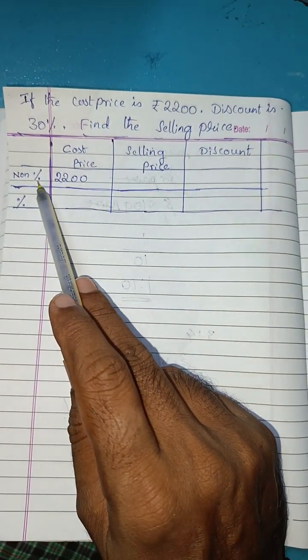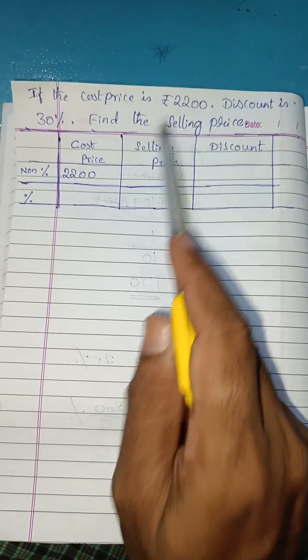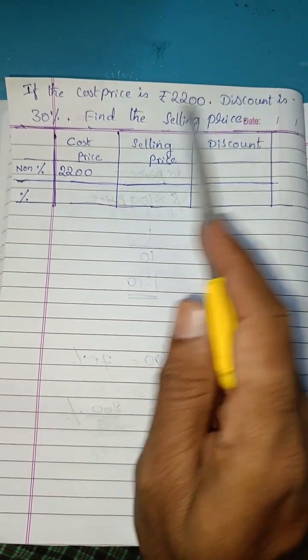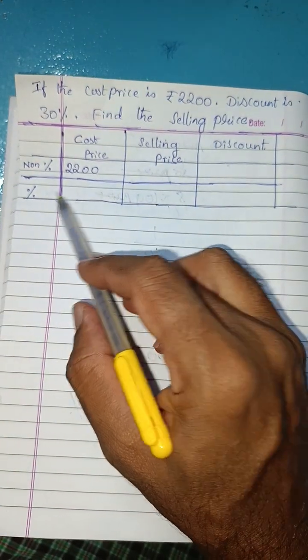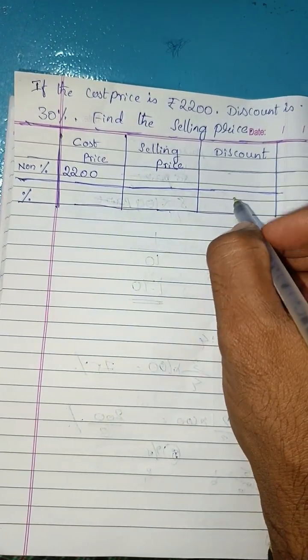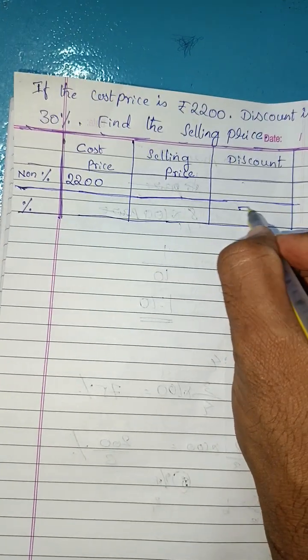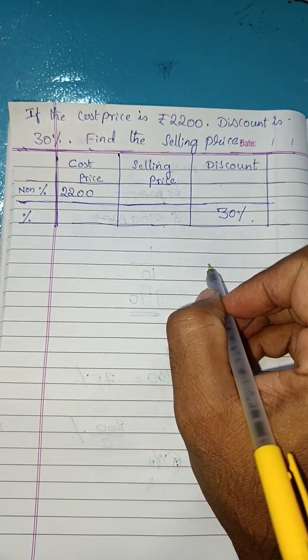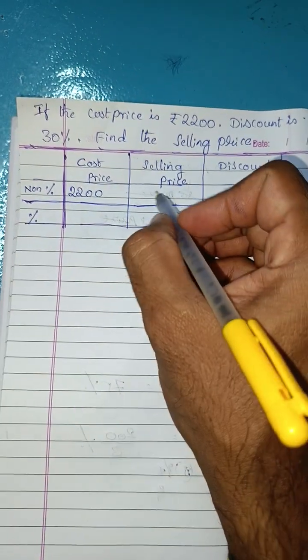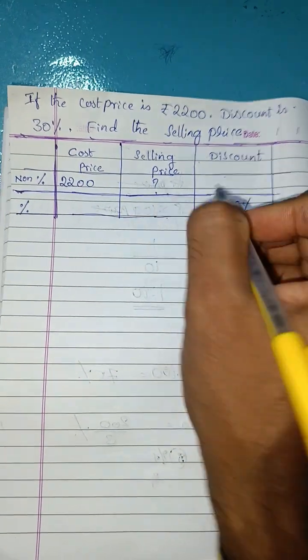Now, in non-percentage, 2200. 30% discount, see here, in the percentage row you should write 30%. Find the selling price. Selling price is here the question mark.